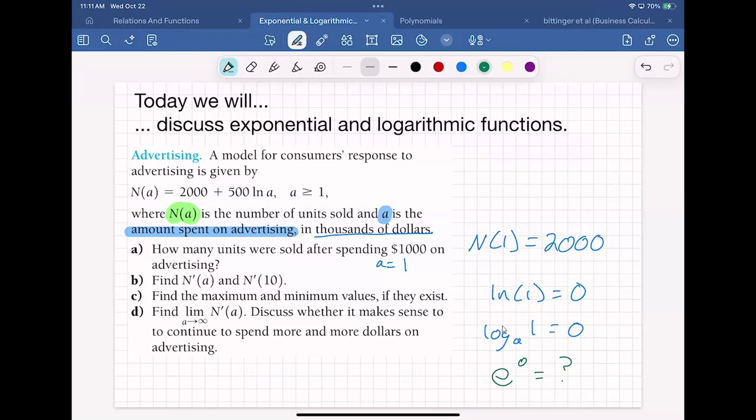That means if you do $1,000 of advertising, how many units are going to be sold? Everyone follow and agree with that? Any questions or concerns?